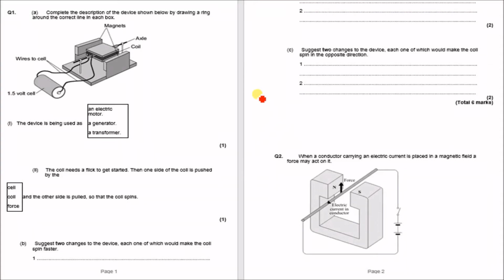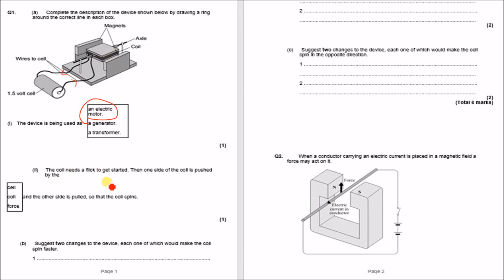Right, so complete the description of the device shown by drawing a ring around the correct box. So the device is being used as an electric motor. Remember, when we put current through the wire, this will generate a magnetic field which interacts with the permanent field, and that causes the coil to spin around. So it is the induced magnetic field inside this coil that interacts with the magnetic field that's already there, and that causes it to start spinning.